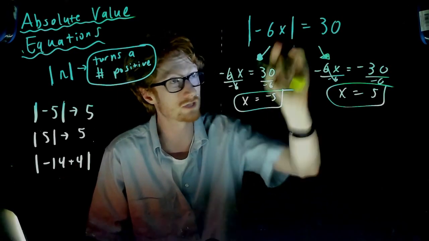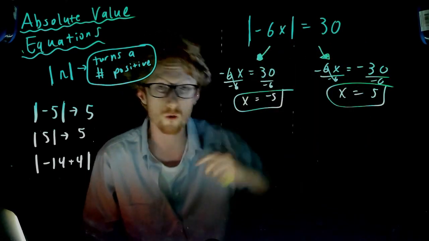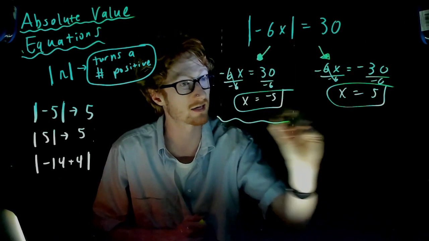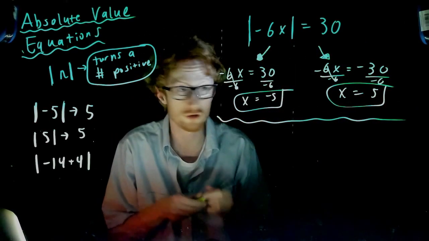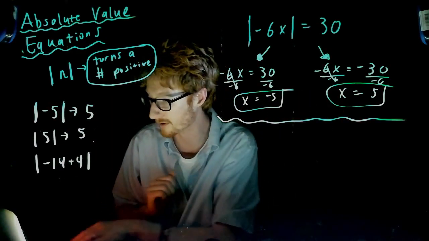So that means I have two separate versions that could work for this. So I could plug a -5 into here and get a 30 out, or I could put a +5 into there and get a 30 out. So again, there's two separate answers because you can put two separate inputs in and get the same output, okay?